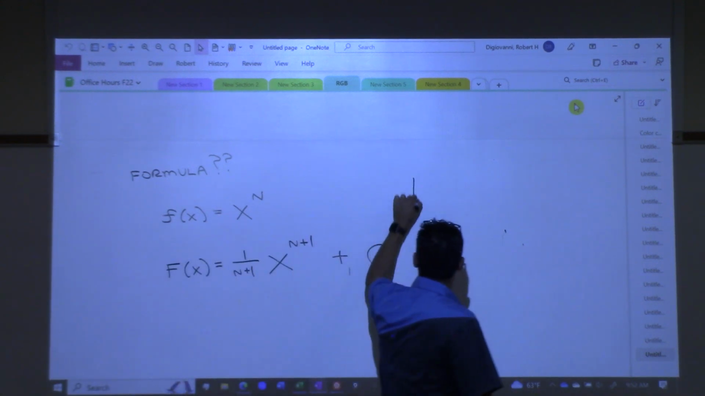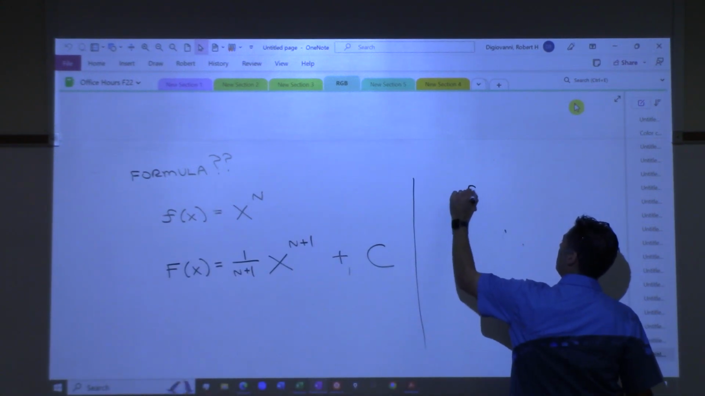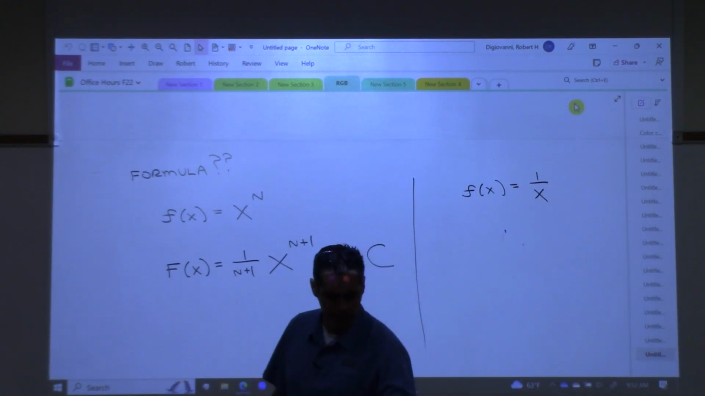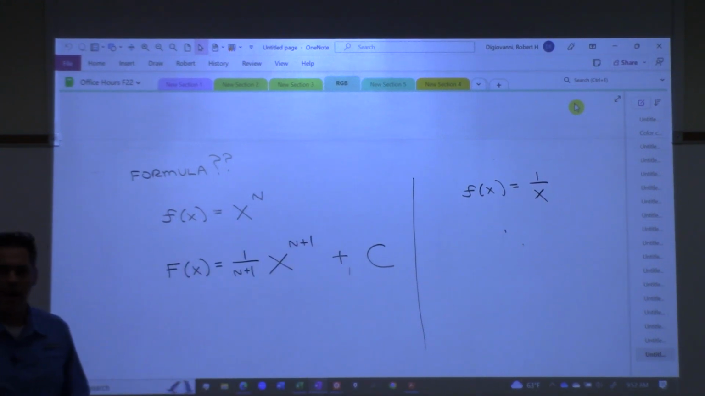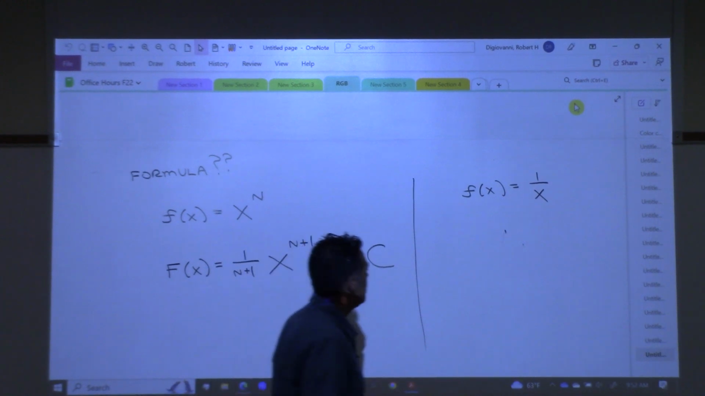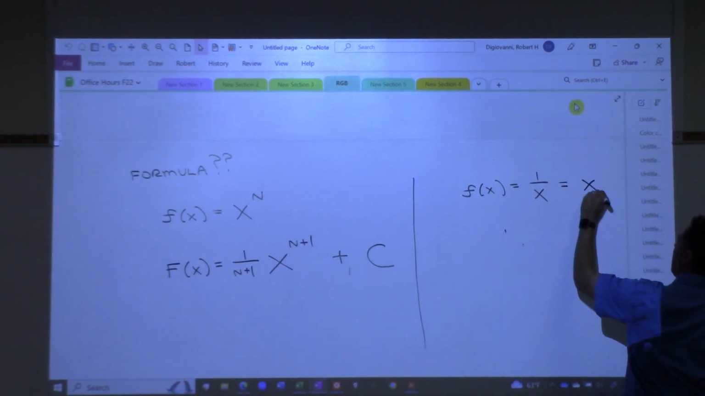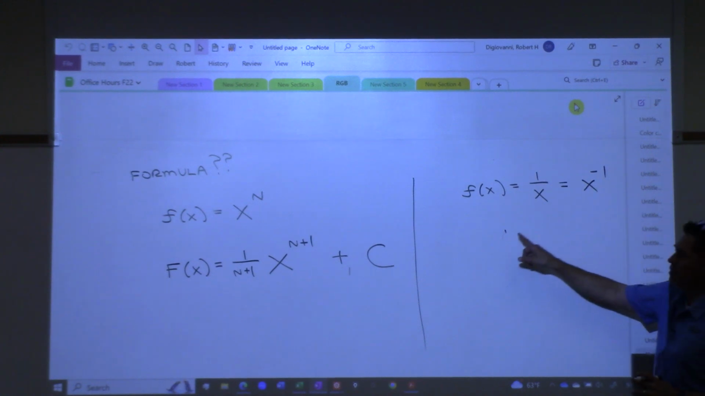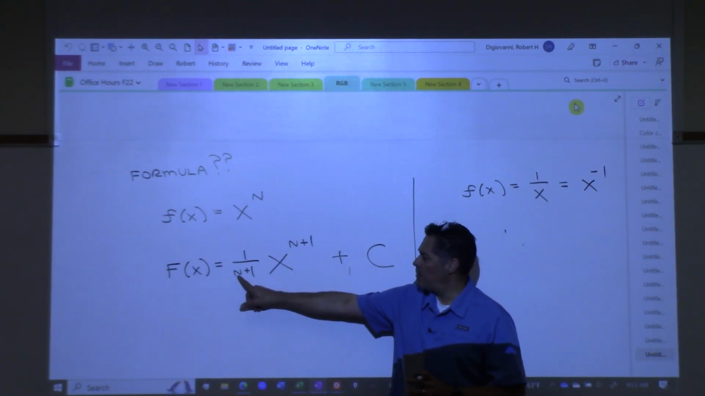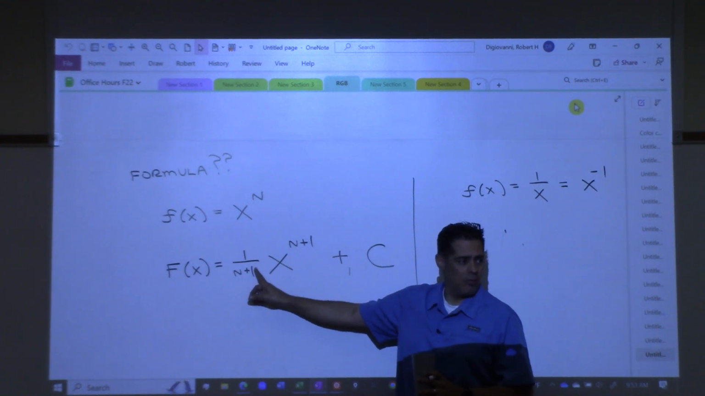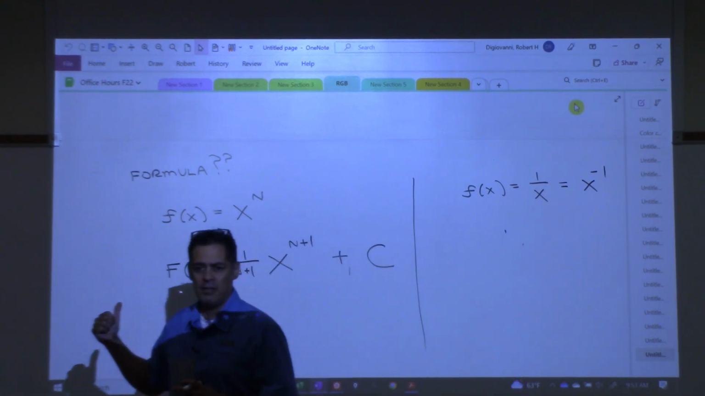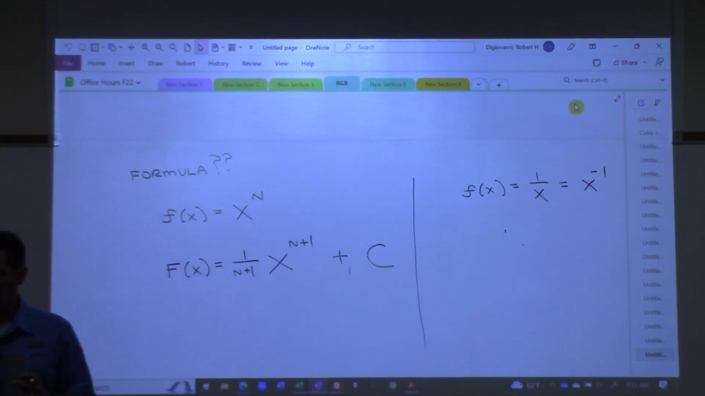All right, so if you believe that that formula is good, then I ask you to consider this. What happens in that case? Is that x to a power? Yes. What power? You could rewrite this as x to what power? X to the what? Negative 1, right? All right, what happens if we do n is negative 1? Do you see what happens right here? What's negative 1 plus 1? 0. What's 1 divided by 0? Undefined. Your formula just broke down, didn't it? The formula does not work for that.